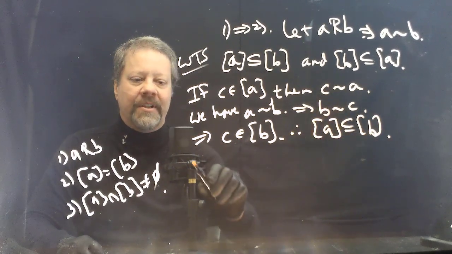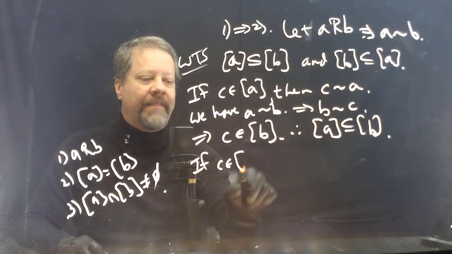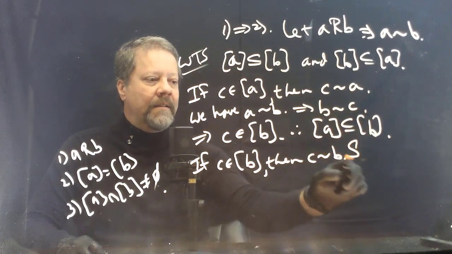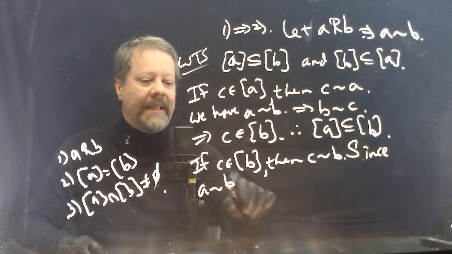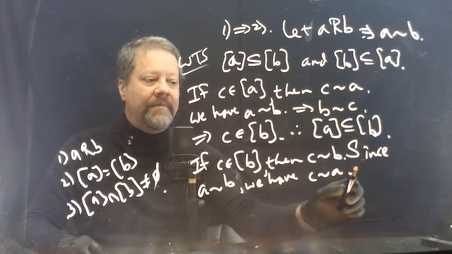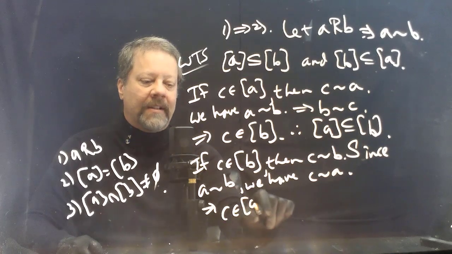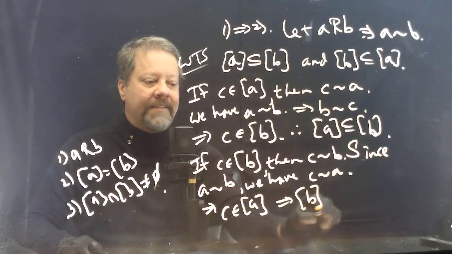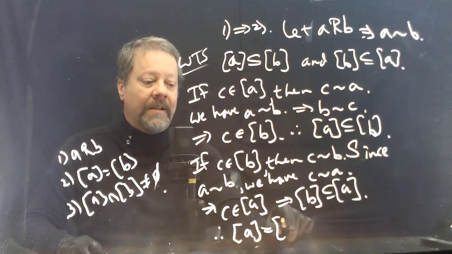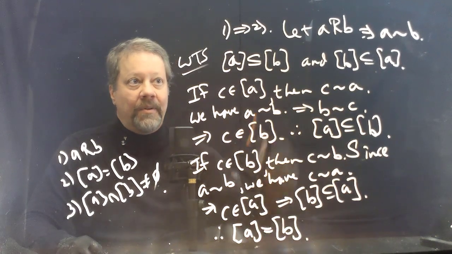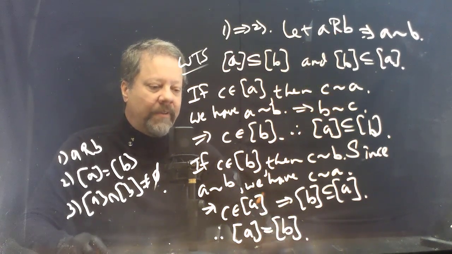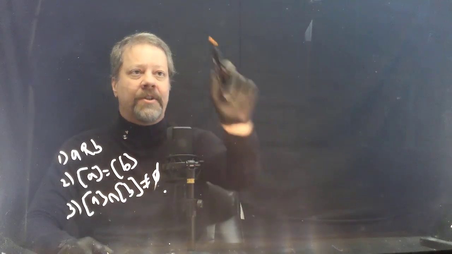But we have to show the relation goes the other way around. If C is an element of the equivalence class of B, then C is equivalent to B. Since A is equivalent to B, by transitivity we have C is equivalent to A. And that implies that C is an element of the equivalence class of A, and that implies that the equivalence class of B is a subset of the equivalence class of A. We deduce then that the two equivalence classes are equal sets. And so the first property, A related to B, does in fact imply that the equivalence class of A and the equivalence class of B are equal.